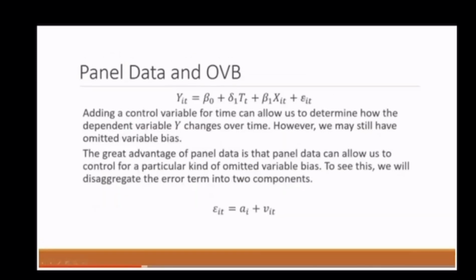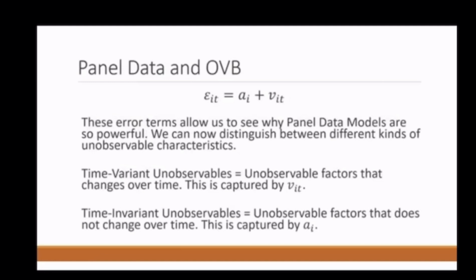Now, we know that this is what we have in our model. The error has been decomposed. Now, take a look at this. The alpha i is what we call the time invariant unobservable. What do we mean by invariant? It doesn't change over time. And v_it is the time variant unobservables. Okay, does that make sense? I'm just trying to give you the picture for that.